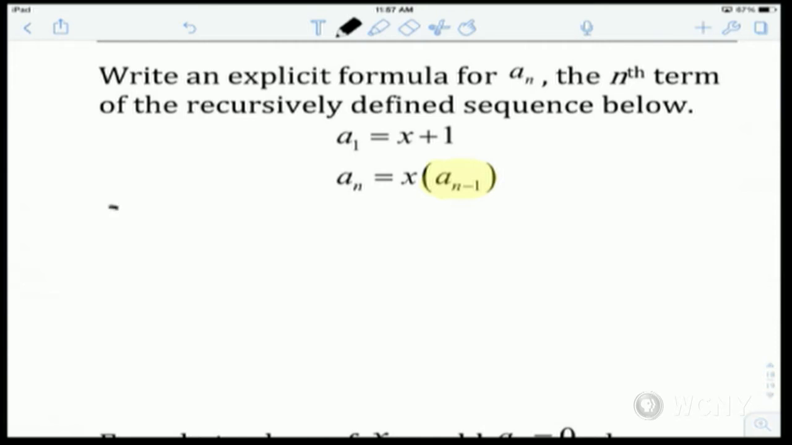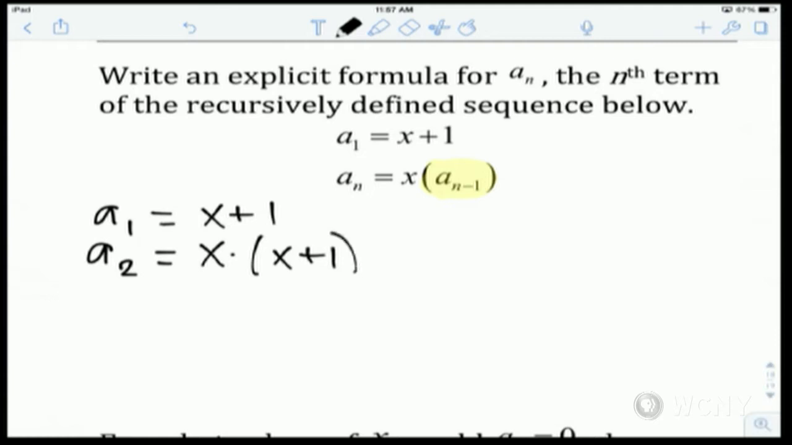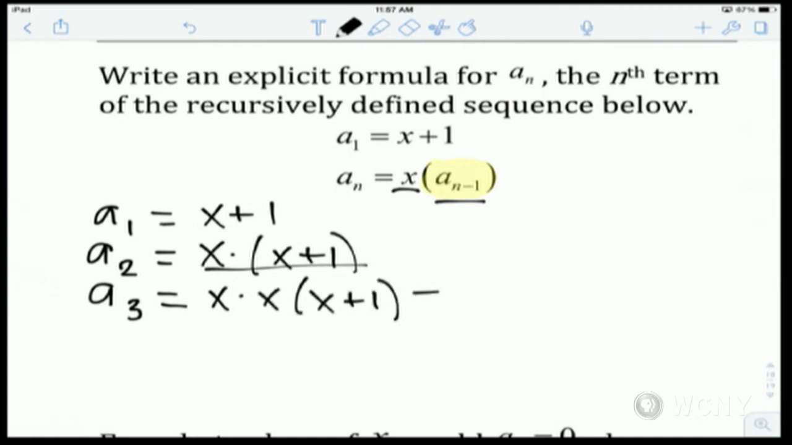So our first term, we're told, is x plus 1. Let's find our second term. Our second term is x times the previous term. So x times my previous term is x plus 1. My third term, well, the rule is take x times the term before it. So it'll be x times the term before it, x times x plus 1. Well, let's clean that up a little. x times x is x squared, times x plus 1.